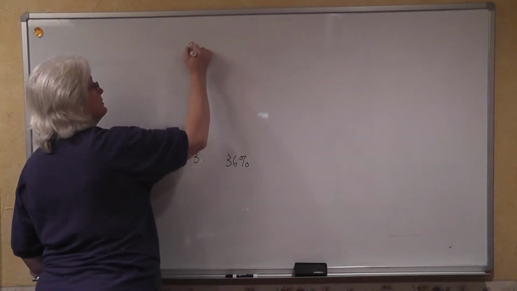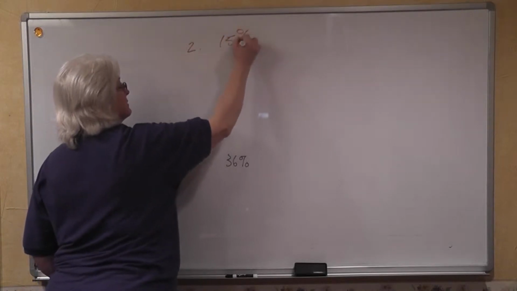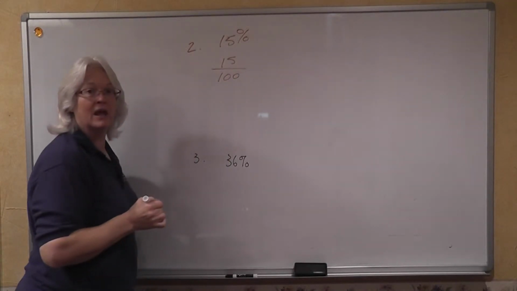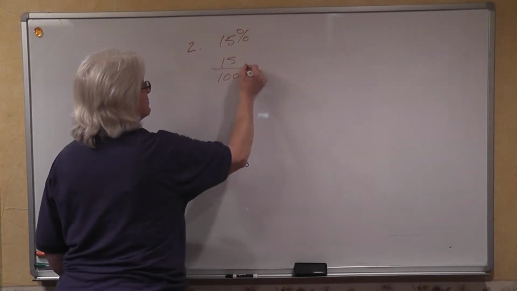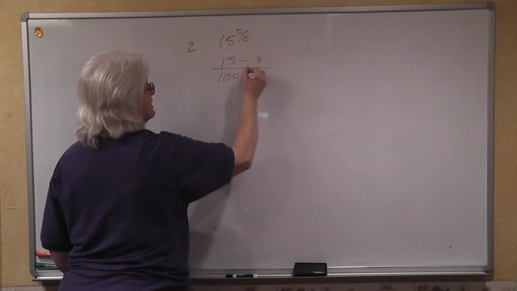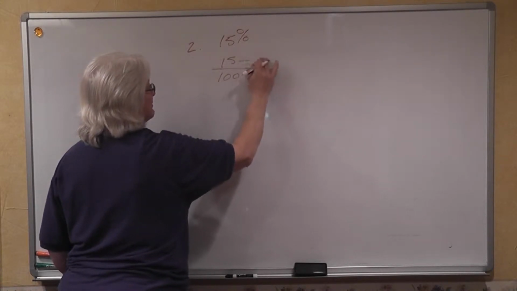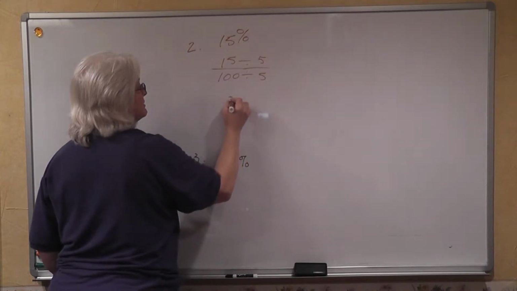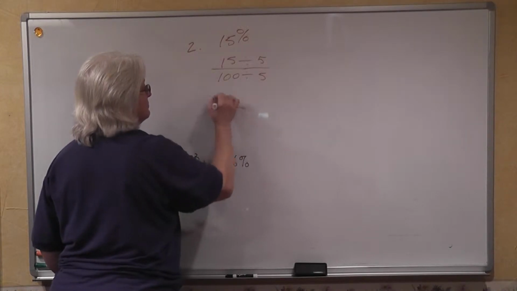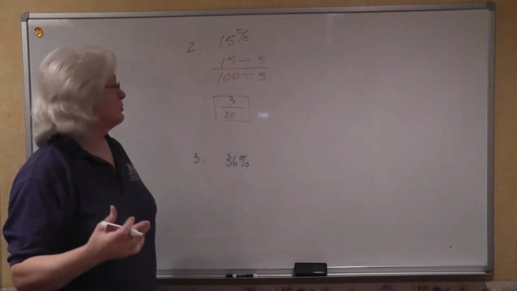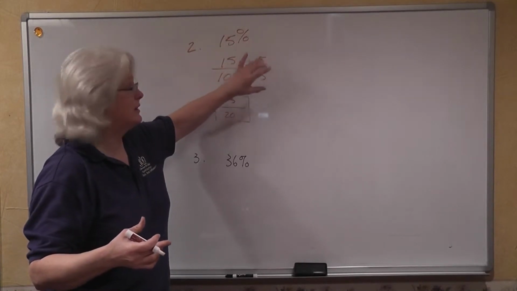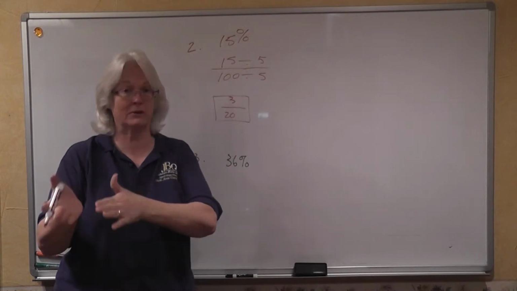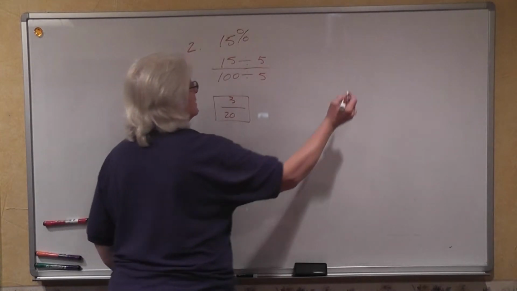Now problem number 2 was 15%. So we have 15 per 100. We can divide by the common factor of 5, and you're going to have 3 over 20. I don't prefer that you use this method where you're using this actual division symbol. This is more like arithmetic than like algebra.